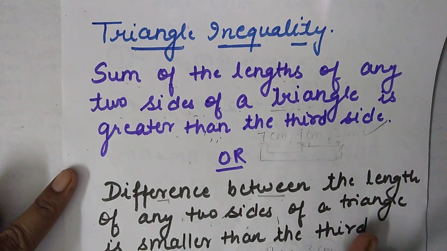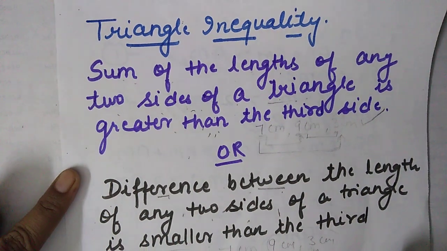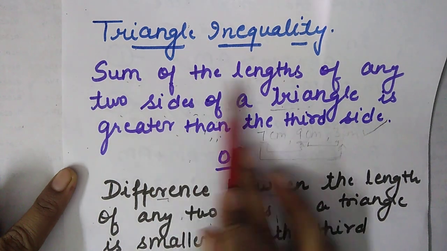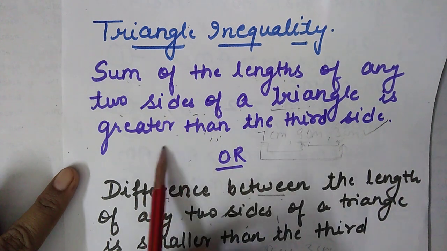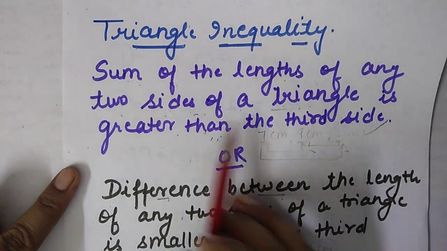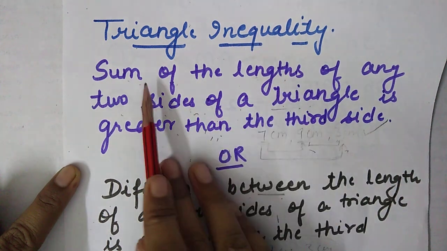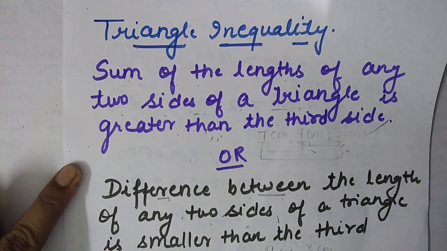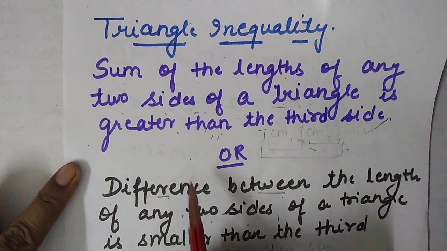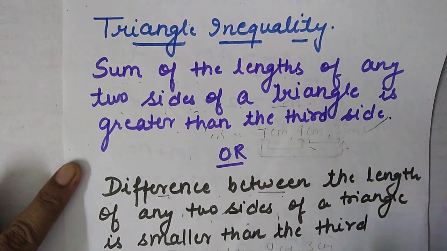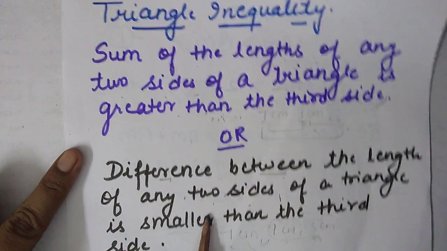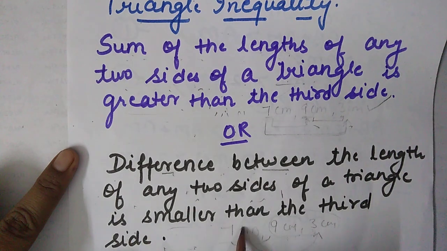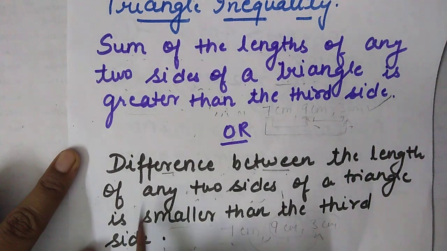After the angle sum property and the isosceles base angle property, we have started triangle inequality. So let us revise this. The sum of the lengths of any two sides of a triangle is always greater than the third side. This is what the triangle inequality says. And these two statements are the same. Either you can write this or you can write this, they have the same meaning. The difference between the lengths of any two sides is smaller than the third side.